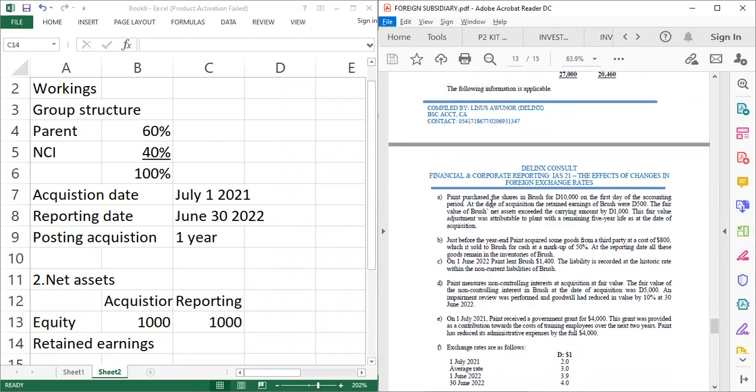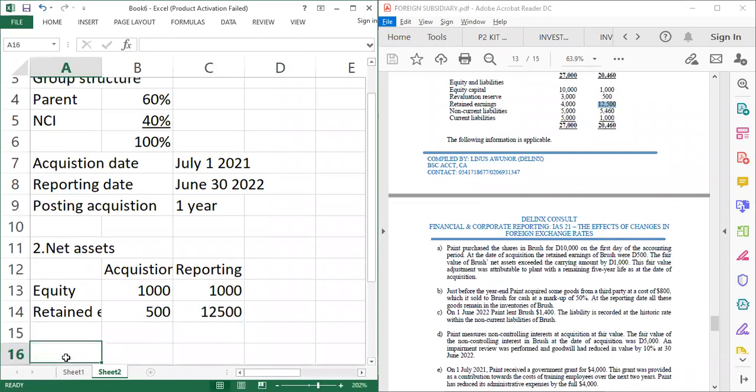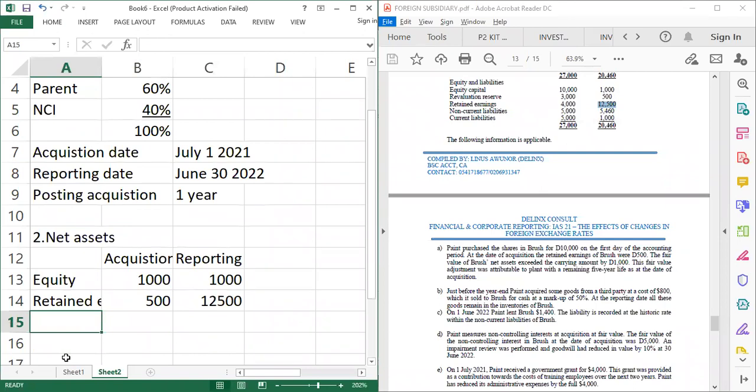Let's look at this. Paint purchased the shares in Brush for 100,000 on the first day of the accounting period. At the date of acquisition, the retained earnings of Brush were what? 500. So at acquisition, their retained earnings were 500. At reporting, you now pick the retained earnings figure in the statement of financial position. How much is that? 12,500. So it means during the year they made a profit of how much? 12,000. Exactly.